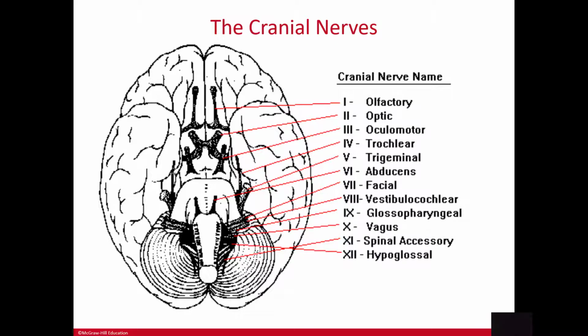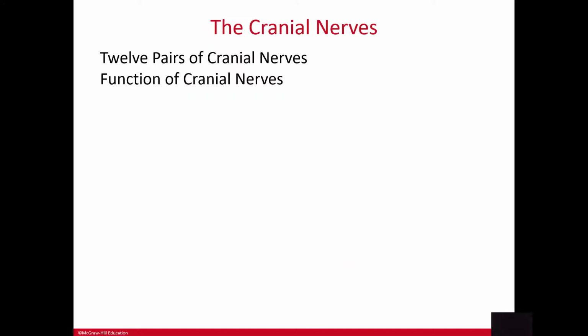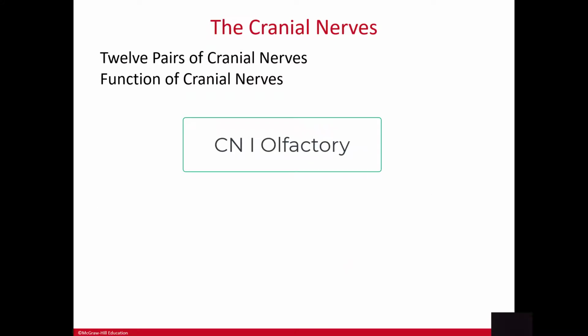We won't spend too much time learning each individual nerve, but some of the important ones include cranial nerve number 1, which is the olfactory nerve, and that controls your sense of smell.